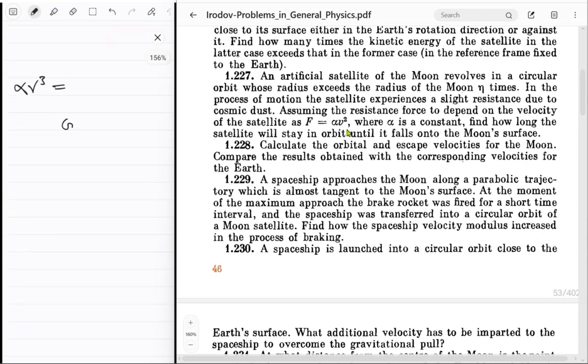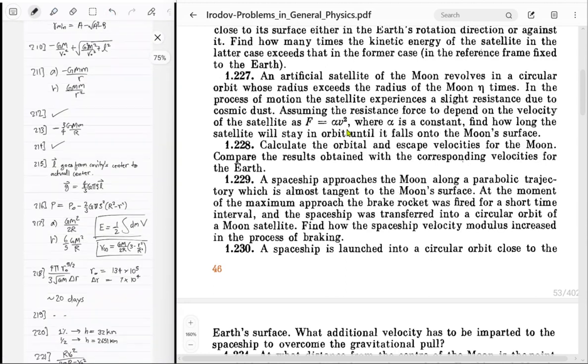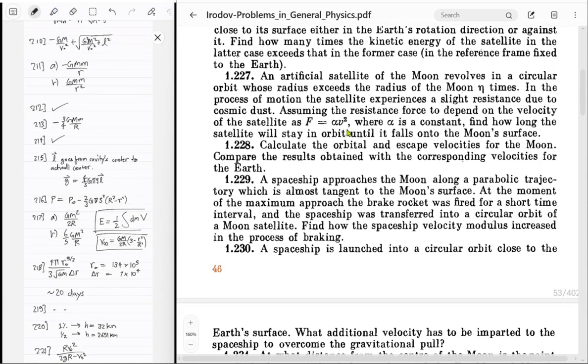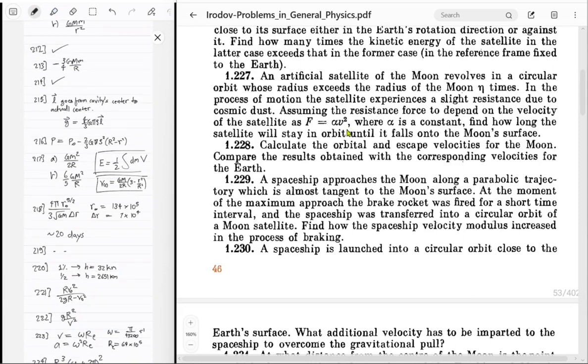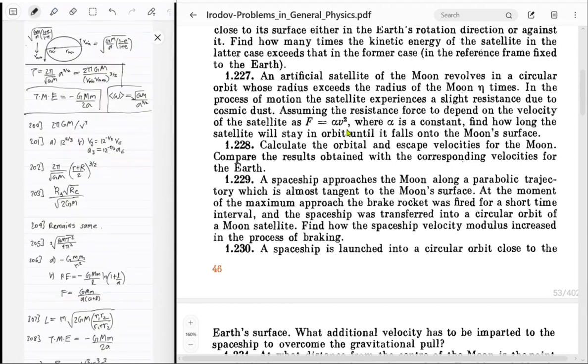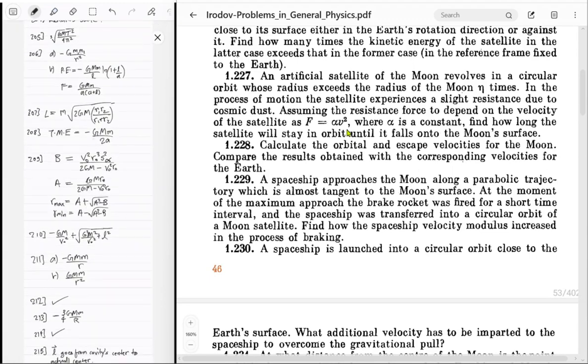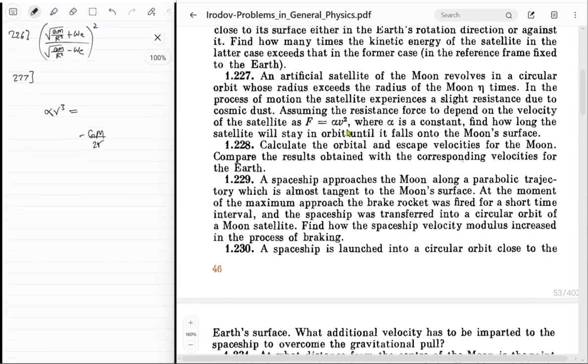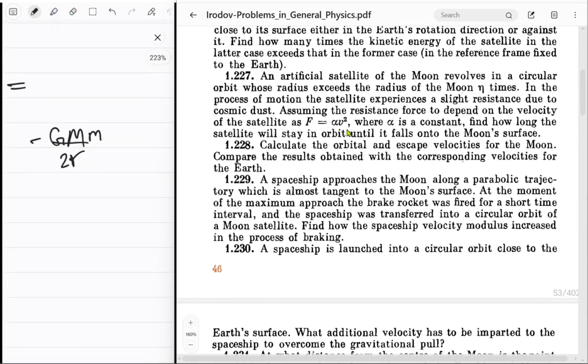Let's do the thing. Alpha v cubed is how fast the energy is changing. But the energy is just negative GMm upon 2r, not squared. That's the energy. The derivative of this will be like this. So just equate these, and there we go.